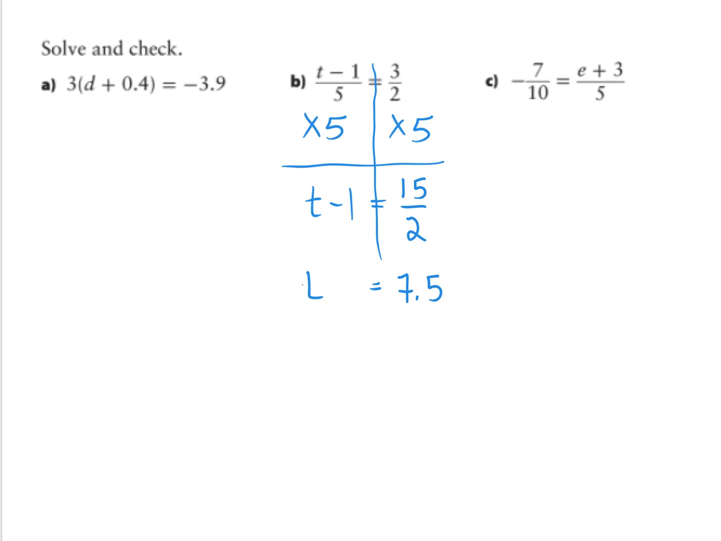7.5. So we have t minus 1 equals 7.5. And then we just add 1 to both sides. And our answer is t equals 8.5. And that's another one.